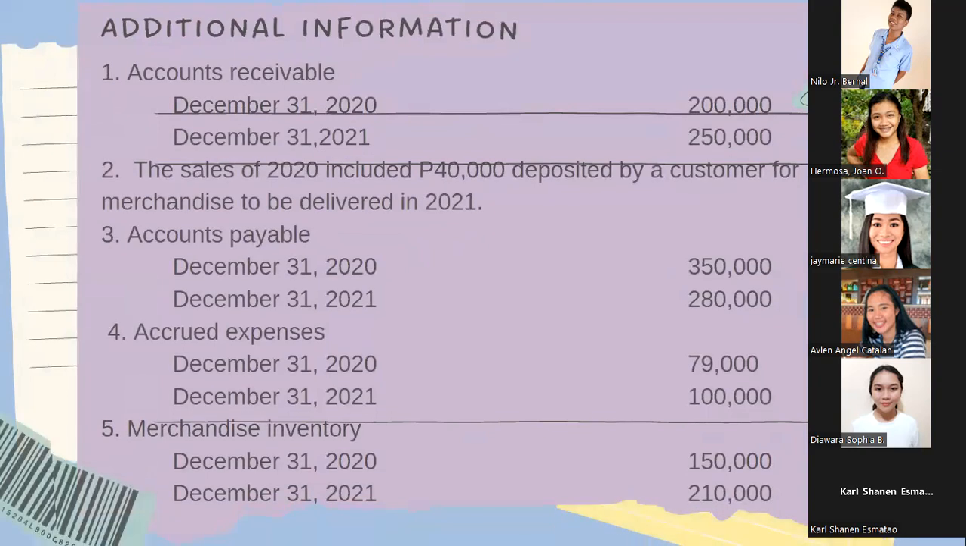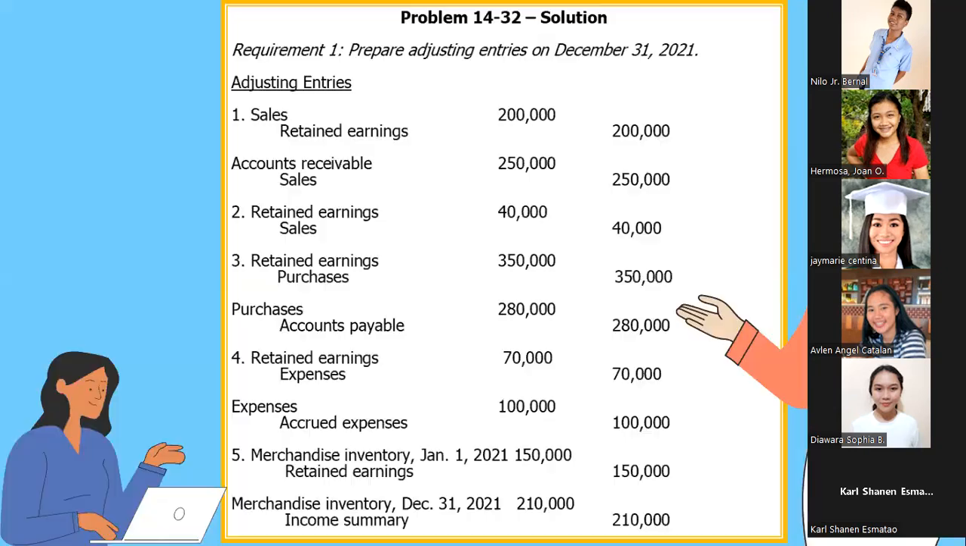Number 2, the sales of 2020 included 40,000 deposited by a customer for merchandise to be delivered in 2021. Our entry will be, next slide, please. We have here debit retained earnings 40,000 and credit sales of 40,000.